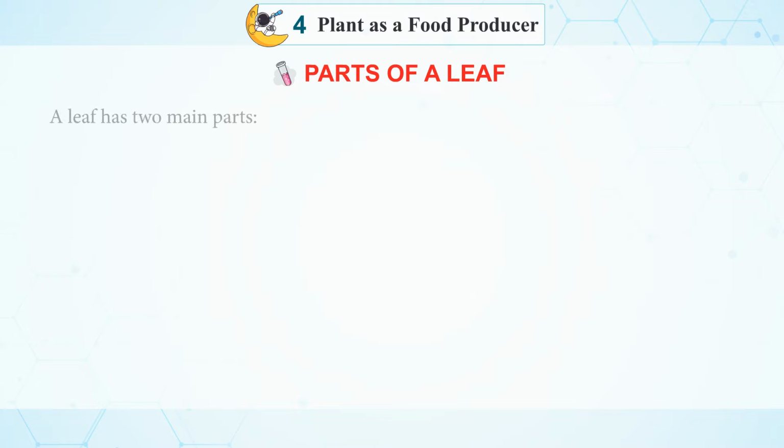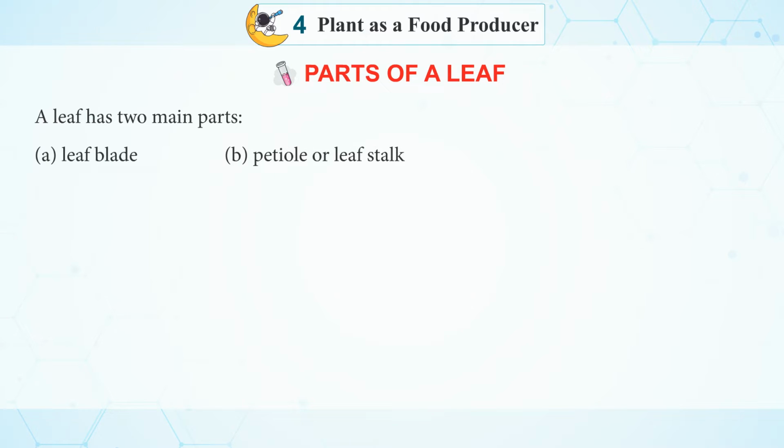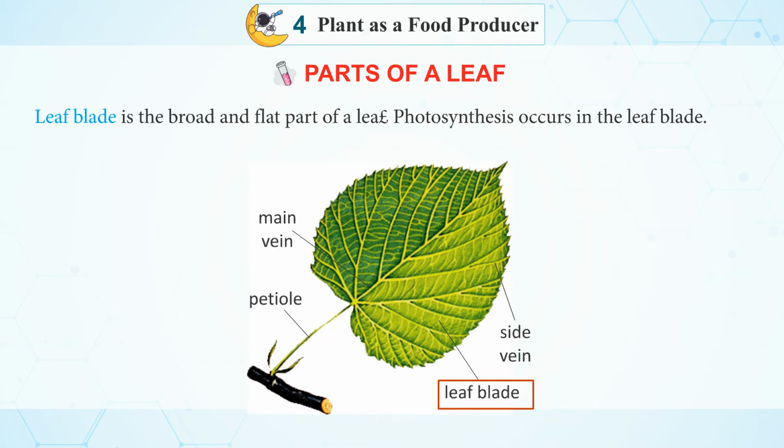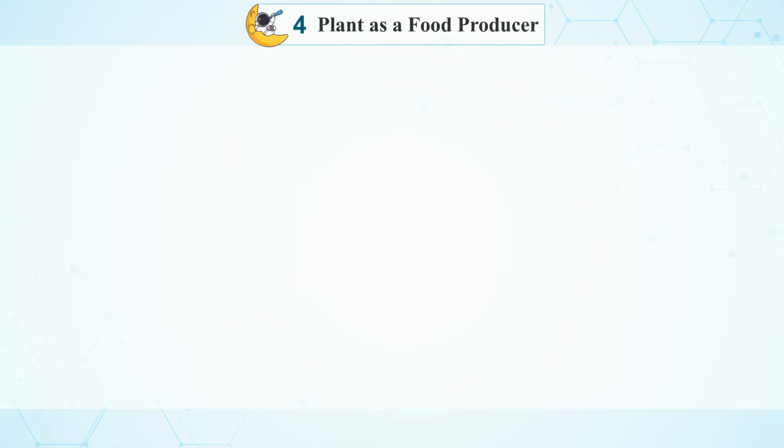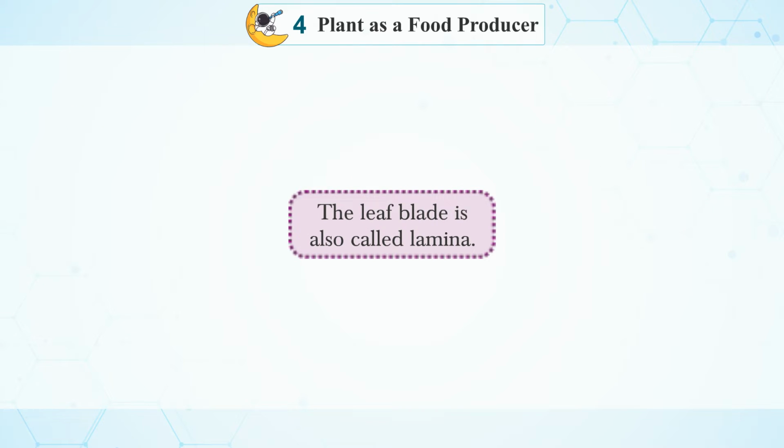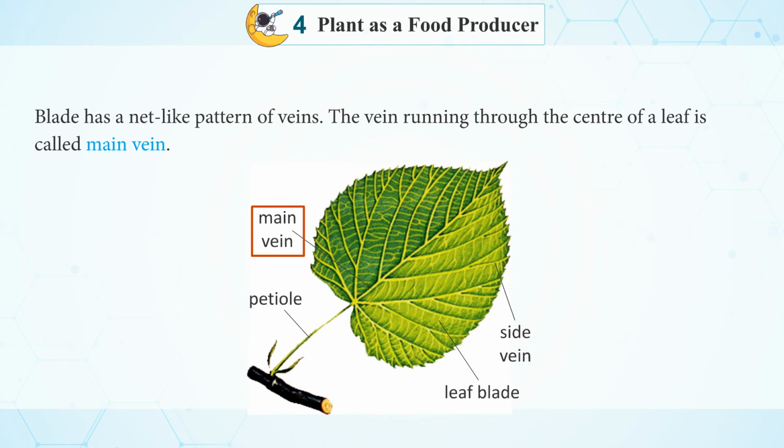Parts of a leaf. A leaf has two main parts. A. Leaf blade. B. Petiole or leaf stalk. Leaf blade is the broad and flat part of a leaf. Photosynthesis occurs in the leaf blade. The leaf blade is also called lamina. Blade has a net-like pattern of veins.